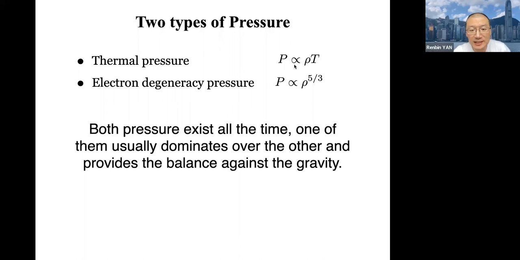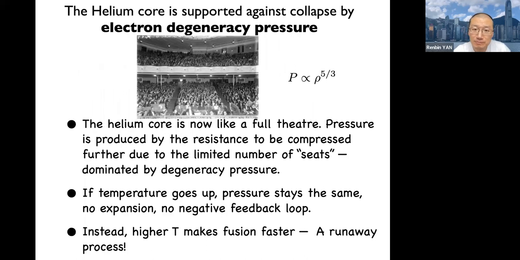But in the center of a low mass protostar, or the core of a red giant star, the density is high enough that the pressure from electron degeneracy actually also kicks in.